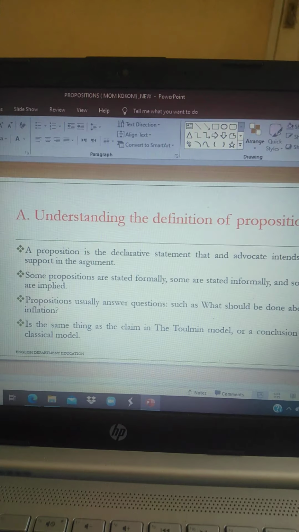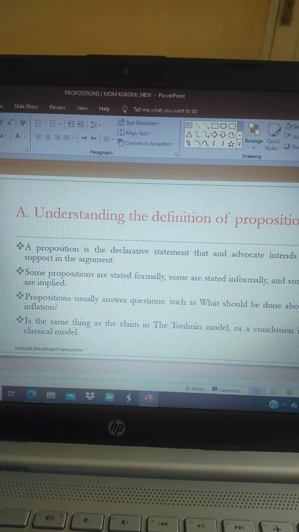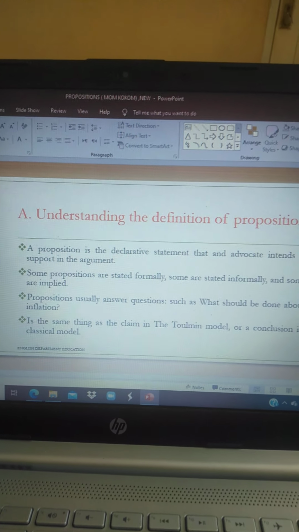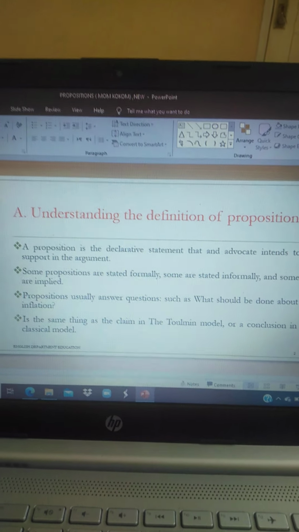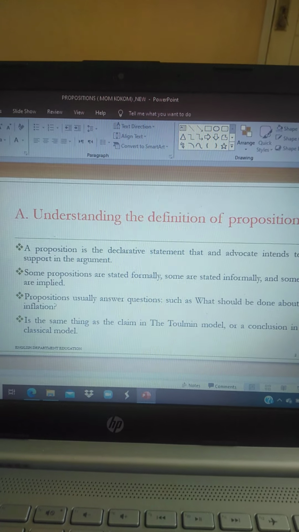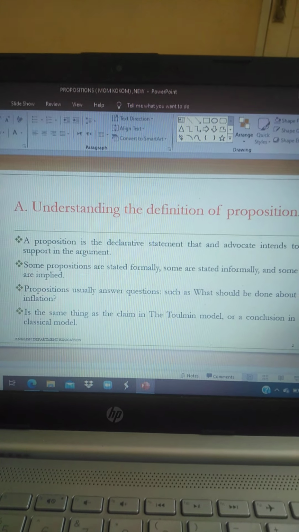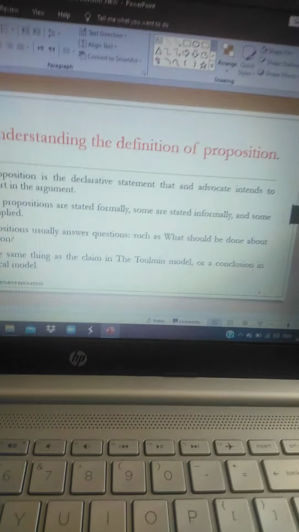A proposition is the declarative statement that an advocate intends to support in the argument. Some propositions are stated formally, some are stated informally, and some are implied. Propositions usually answer questions such as what should be done about inflation. It is the same thing as the claim in the Toulmin model or a conclusion in the classical model.